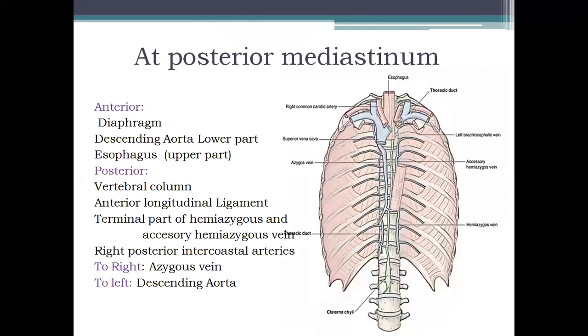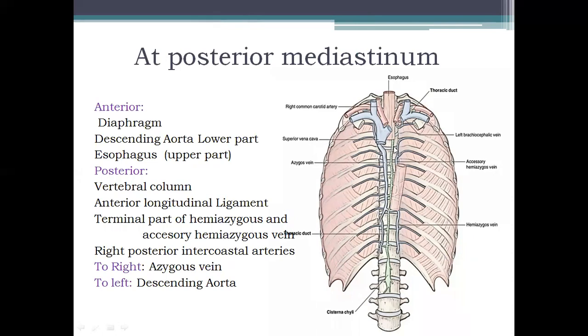What is next then? At the posterior mediastinum, anteriorly, it would be bounded by the diaphragm, descending aorta, and then esophagus. What is there posteriorly then?